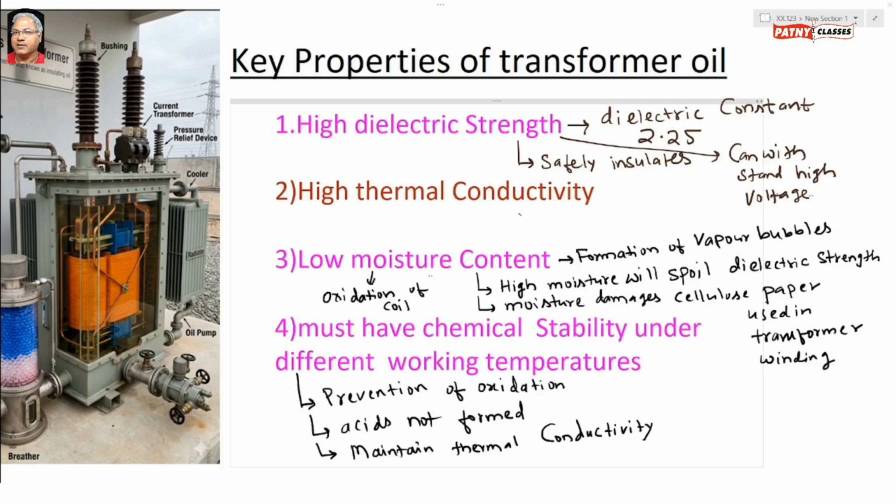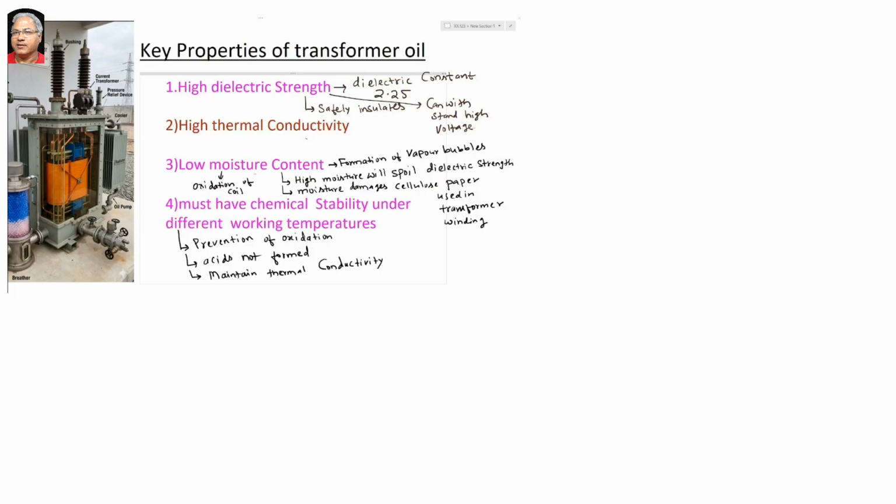The oil becomes thick, sludge formation will occur, and this thick oil will settle at the bottom and create other problems. A conductivity problem, a dielectric strength problem, and again the level of the oil will change. All these problems will arise if the given oil is chemically unstable. Therefore, the transformer oil must be chemically stable under different working temperatures.